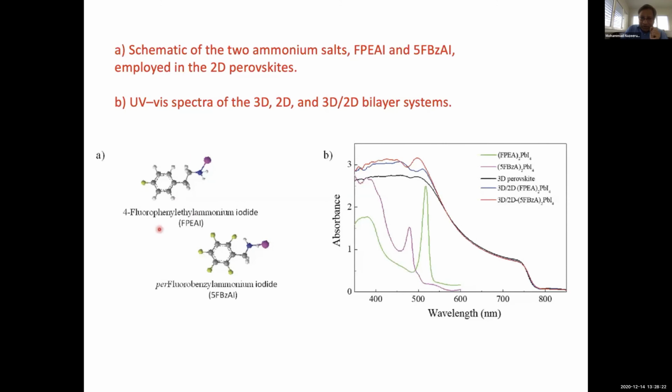If you look at the absorption spectral properties of the two-dimensional perovskites, the green one is the fluorophenylethylamine, which absorbs around 520 nanometers, and the purple one is the perfluorinated benzylamine, which absorbs up to 480 nanometers. Similarly, we deposited them on top of three-dimensional perovskite. The black line is the reference sample. You don't see much difference in the visible region, but in the UV region you see a small increase due to the two-dimensional perovskite. That's the fluorophenylethylamine, and the red is the perfluorophenylethylamine.